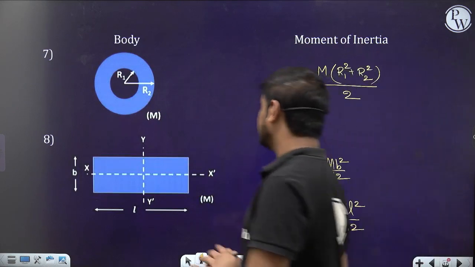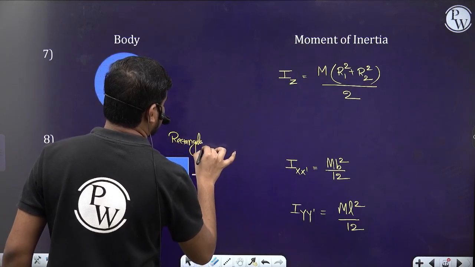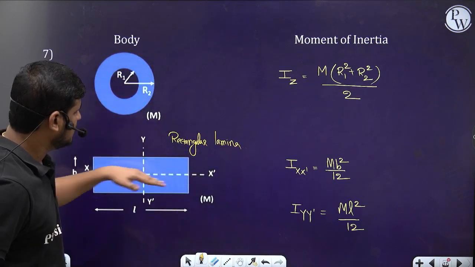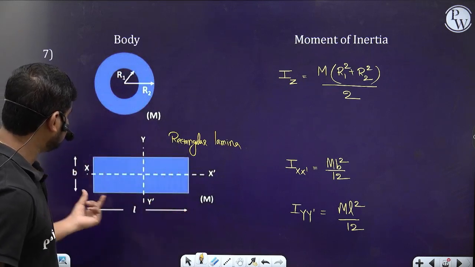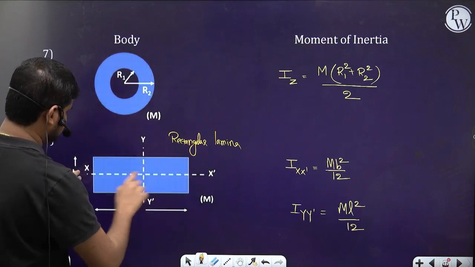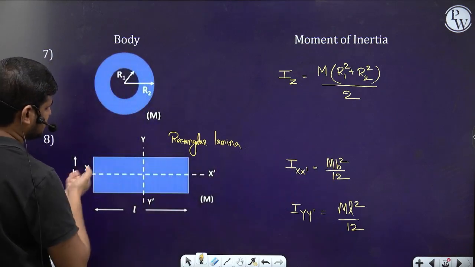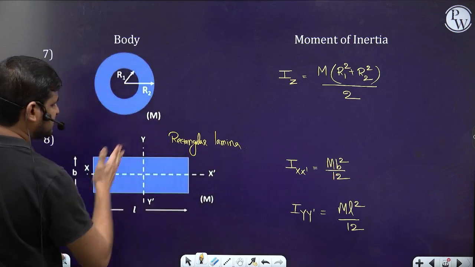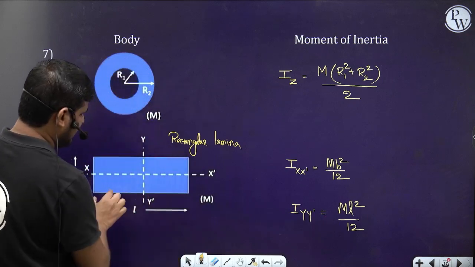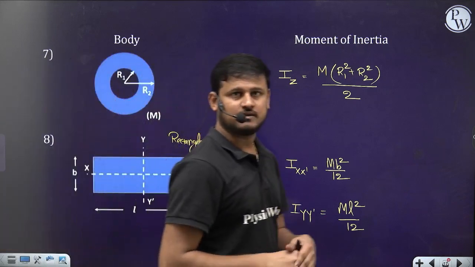Now this is the 8th one, the rectangular lamina. This is a rectangular lamina, which is of length L and breadth B. Then the moment of inertia about its x dash axis is mb square by 12. About its y dash axis, it is ml square by 12. So y dash is ml square by 12, and x dash, about this axis, is mb square by 12. So this also you should remember.